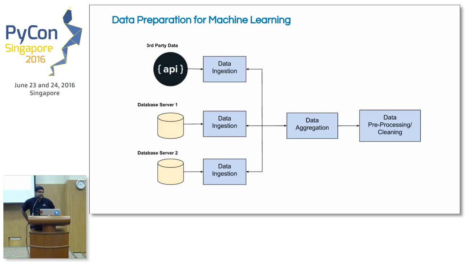What usually happens is that data doesn't lie in a single database for you. It usually lies in different database servers. It might be something like a Hadoop or HBase cluster, which you can imagine to be database server one here. And you can also imagine relational databases like MySQL, where you have database server two.